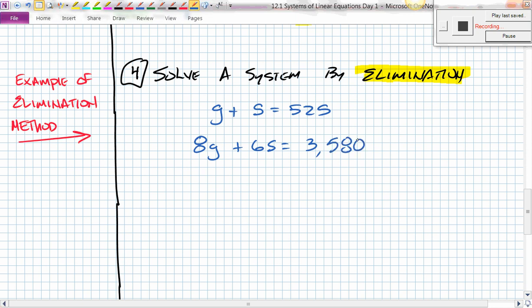580. Cool. All right. Which variable would you like to eliminate? The G or the S? It doesn't matter to me. Whichever one you want. G. S? G? Doesn't matter. Let's do this, right? Let's eliminate the g.